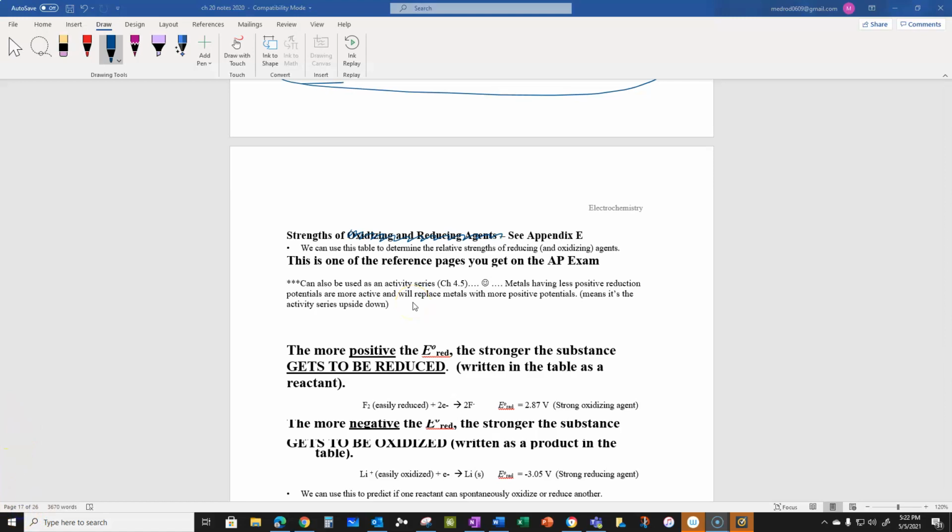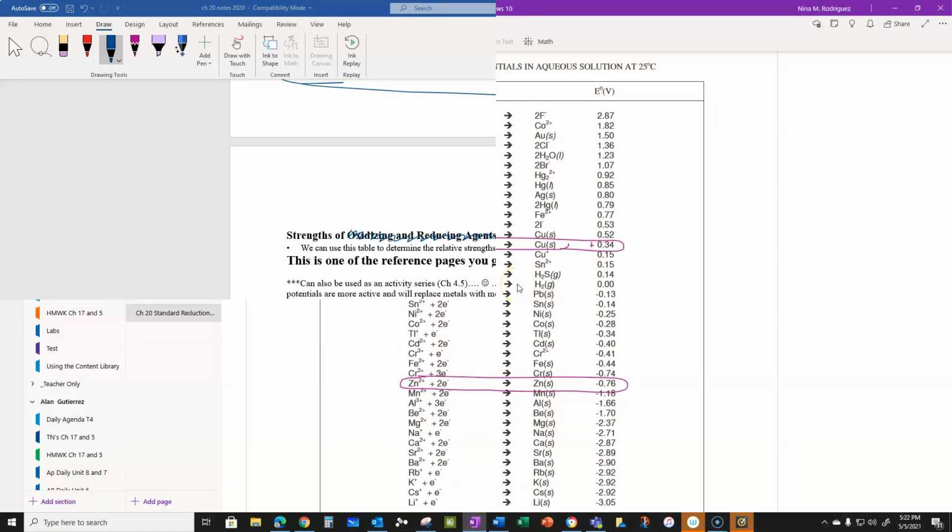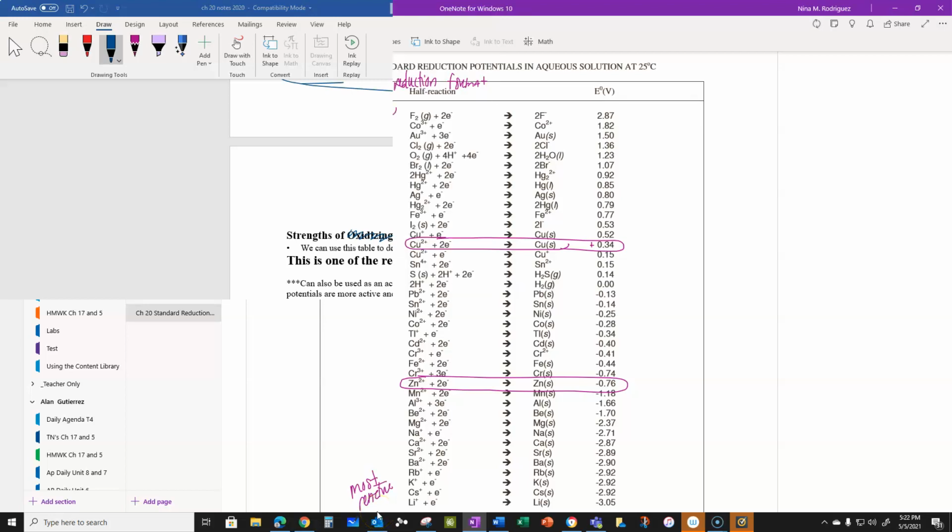All right. So on this chart, the reason why I liked this reference page is that it was the activity series backwards. Down here you have the most reactive metals, up to the least. Look, you've got gold up here, silver right here, some mercury. It doesn't have all the elements on here, you don't see lithium and sodium or anything. So these are the least reactive metals. You do see some nonmetals in here, fluorine and chlorine. I'm just looking at the metals right here.